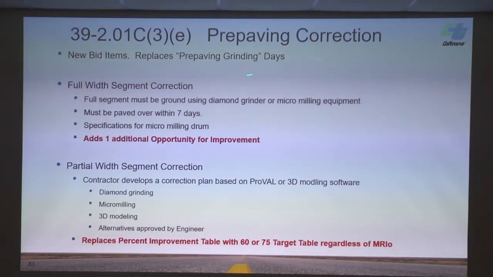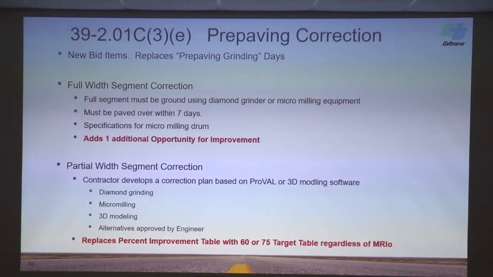So this full width segment correction, which I like to call skim grinding, is just taking a diamond grinder or micromill and dialing it in, putting it in automatics and letting it go. Skim off 1/8 of an inch. You're trying to touch the whole lane for the 10th mile, the full 12 feet. You're just trying to smooth it out. Rather than going out there with a diamond grinder and trying to hit a bunch of different spots, which would take forever, a micromill can just go through it really fast.